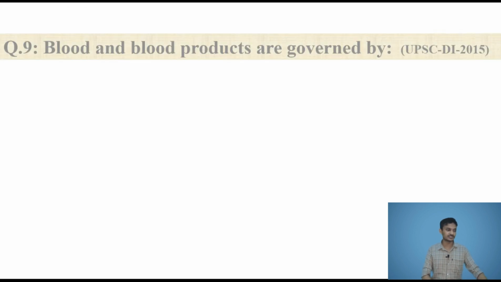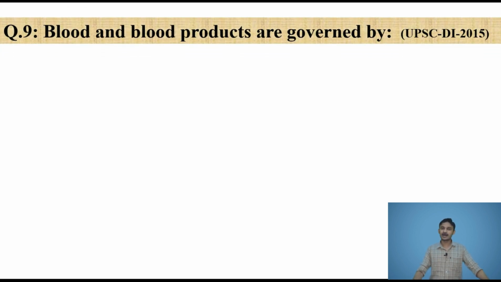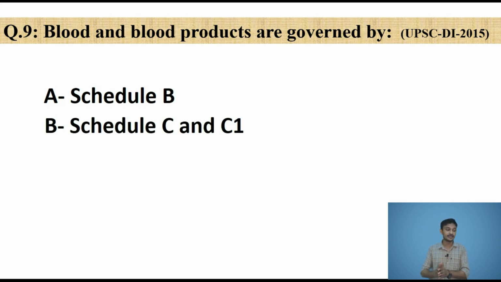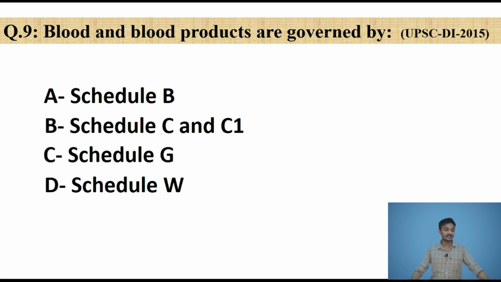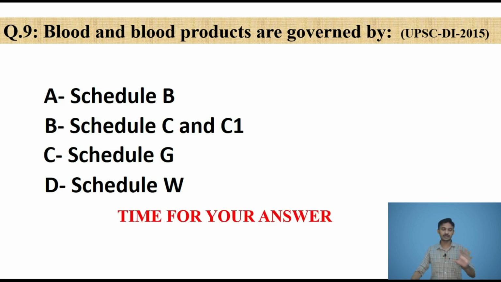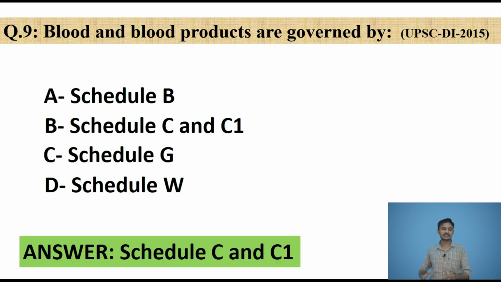Now we are moving to the next question, question number 9. Blood and blood products are governed by. This was a question for Drug Inspector in 2015 for the UPSC. Options are A, Schedule B, B, Schedule C and Schedule C1, C, Schedule G, D, Schedule W. Now you can write your answer. According to the Drugs and Cosmetics Act, blood and blood products are governed by Schedule C and Schedule C1, option B.